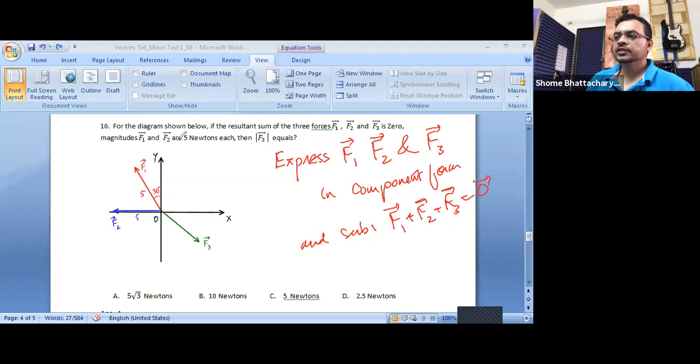Okay. So F1 you can see has an x component of minus root 3 by 2 into 5, y component of plus 5 by 2. Okay. F2 is directly minus 5 I cap.